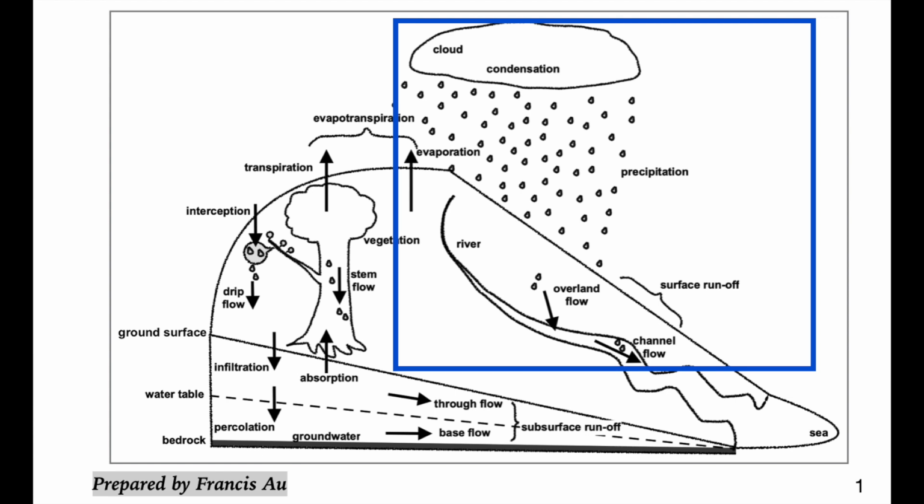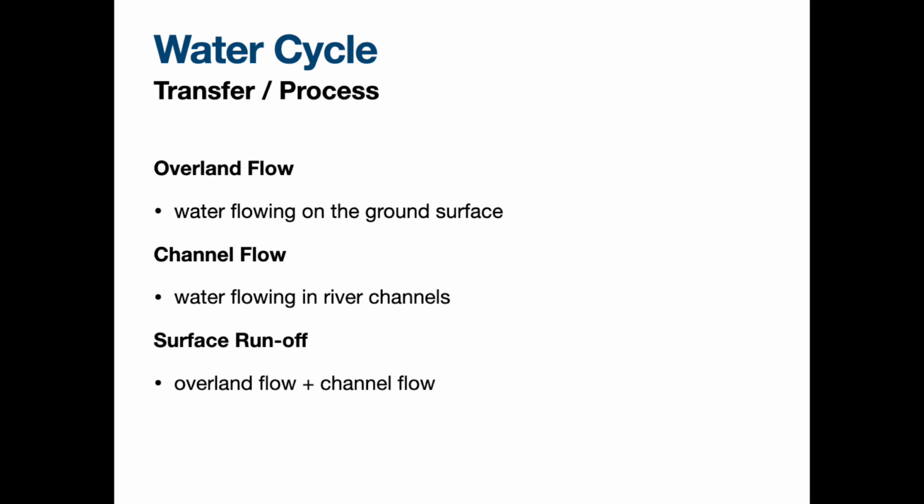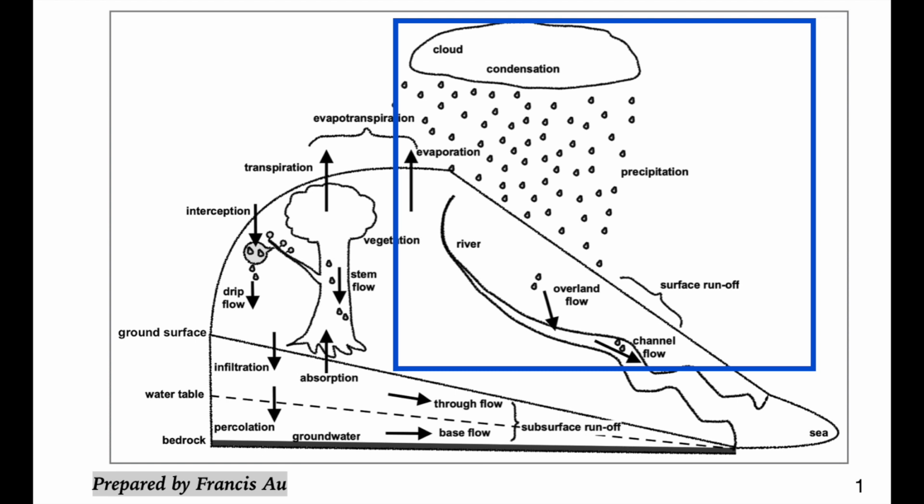So when the rainwater hits the ground and flows along the land surface, we have the process called overland flow, meaning it's very straightforward. It's water flowing over the land. We call it overland flow. And then it is part of the surface runoff, because surface runoff is all the water flowing on the land surface. Eventually, if there's a river nearby, the overland flow can flow into the river.